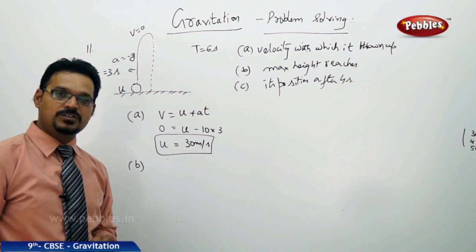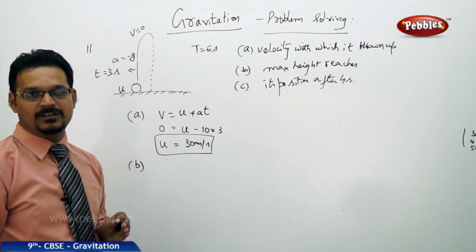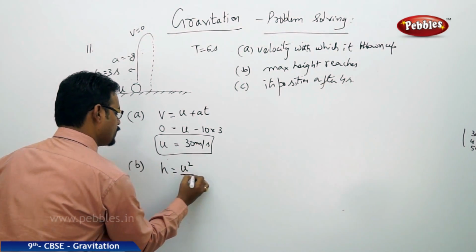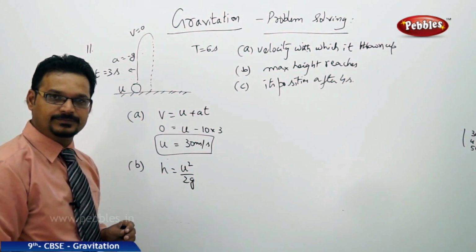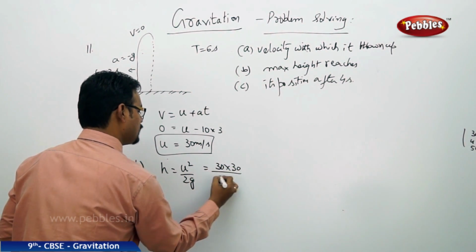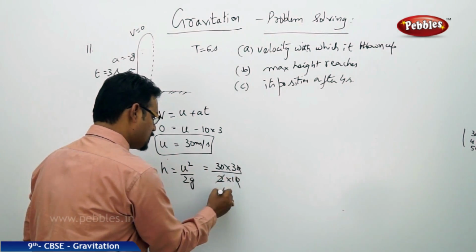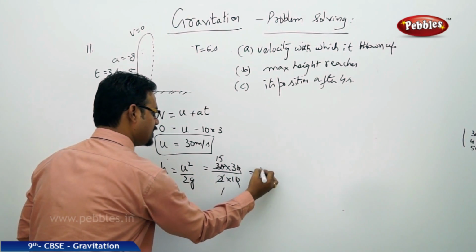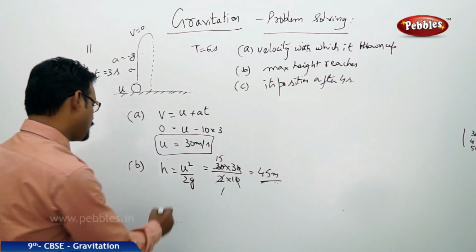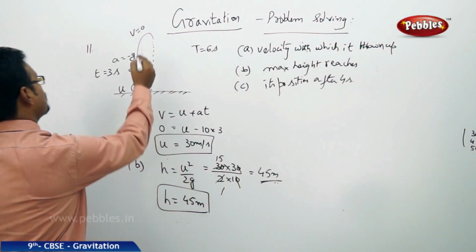Now the second one, maximum height reached. Of course you can use equations of motion, but if you remember, we have derived a short formula to find maximum height, and the formula is h equals u square by 2g. So u square is 30 into 30 by 2 into g, which is 10. Zero zero is cancelled. 2 1s are 2, 15s are 30. The answer is 45 meters. Maximum height reached, so h equals 45 meters. So this is the maximum height, this one.